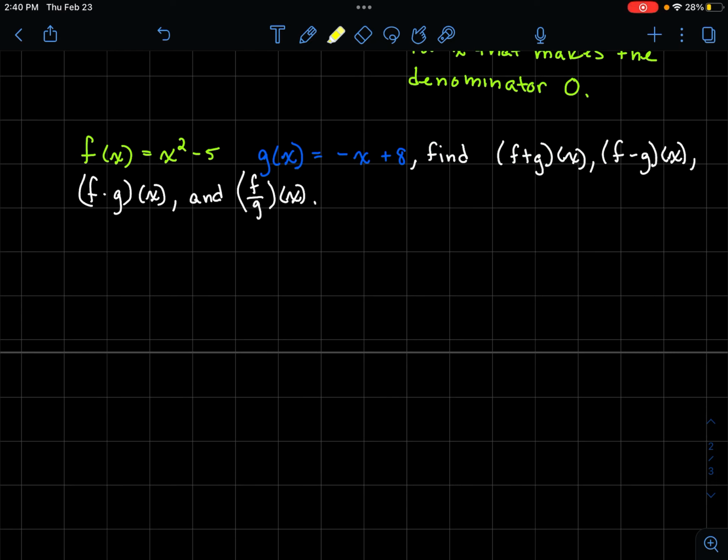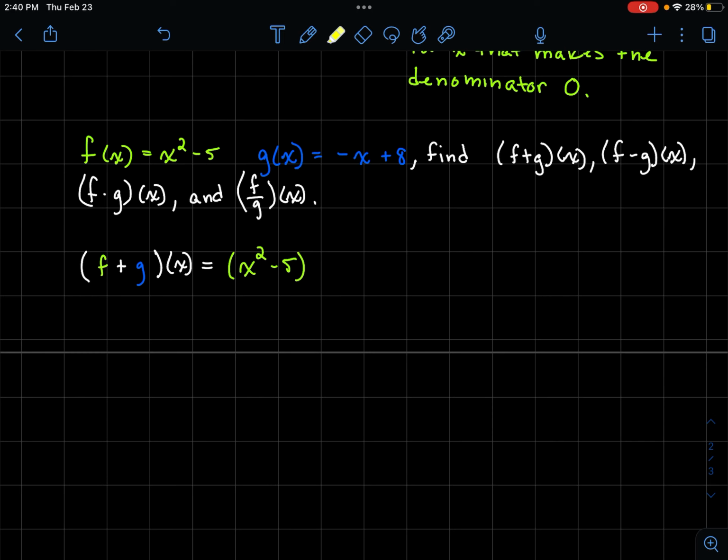Okay, so we're going to look at just 2 more different functions and go through all those operations once again. This time our function f of x is going to be x squared minus 5. The other function g of x is going to be negative x plus 8. And we'll go through all those operations once again: f plus g, f minus g, f times g, and f divided by g.